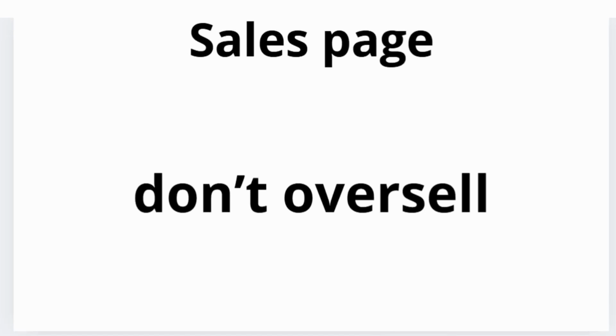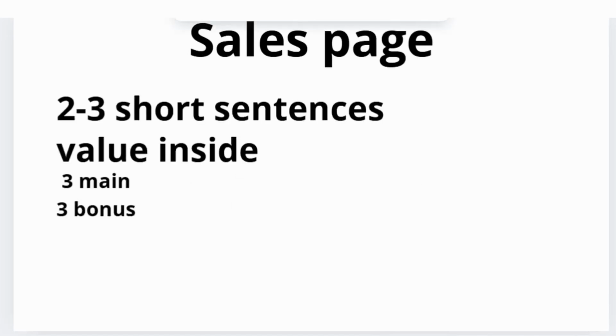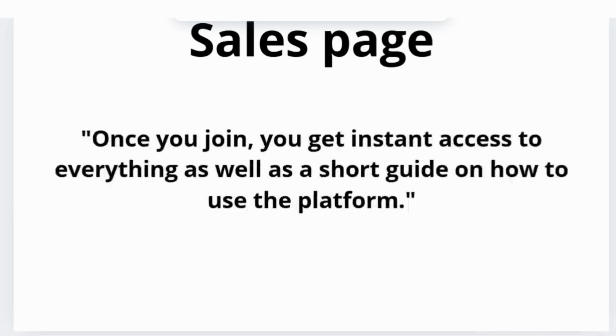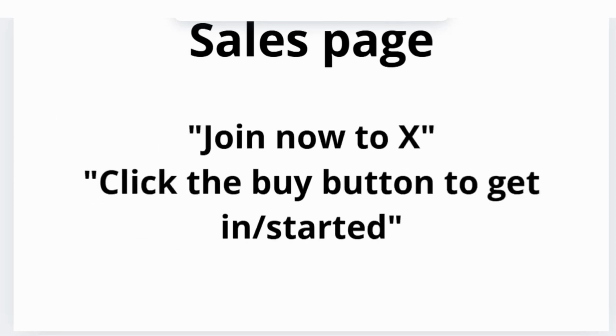Now make sure that you have the following things on your sales page: a short intro, which is around 2 to 3 sentences of what the product will do. After listing the value inside, tell them what happens when they join. So, for example, once you join, you get instant access to everything, as well as a short guide on how to use the platform. Lastly, close with a call to action. For example, join now to X or click the buy button to get in or started.